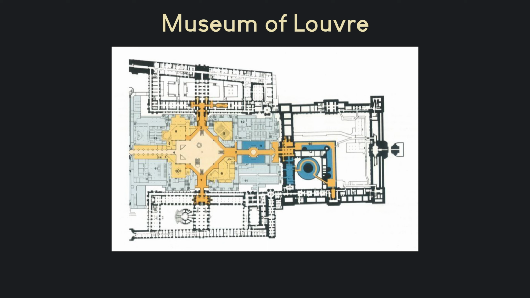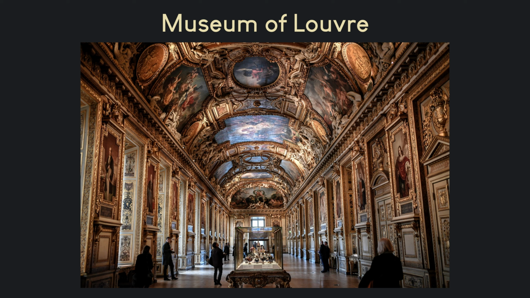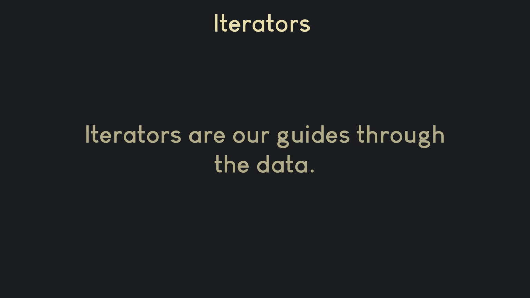This is similar in a way to an unordered map in C++. In an unordered map, we don't have an index to access the elements directly. We need a guide to lead us through the collection. In the Louvre, you need a guide. In data structures in C++, we need iterators. They are our guides through the data. The iterator knows how to locate every accessible element in a data structure. We don't need to know anything about the internal structure of the data structure to access an element. The iterator will get it for us.